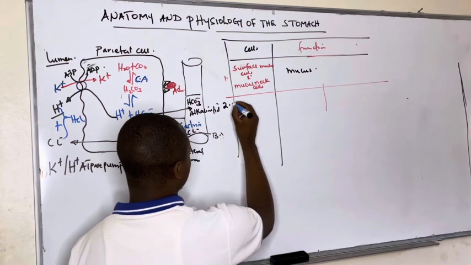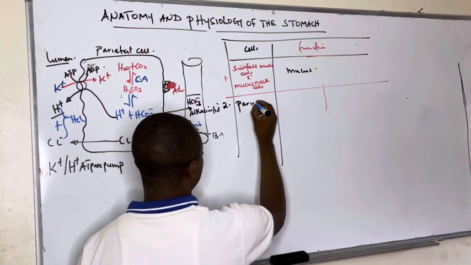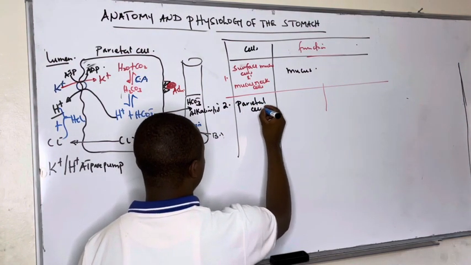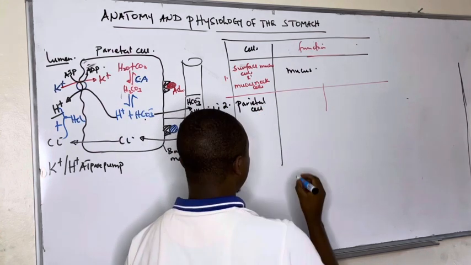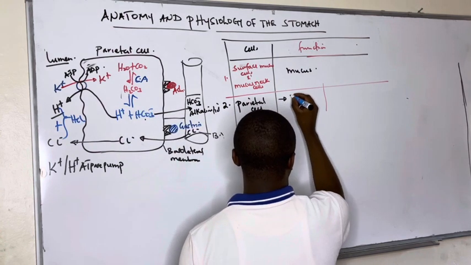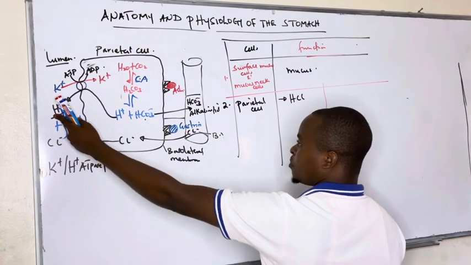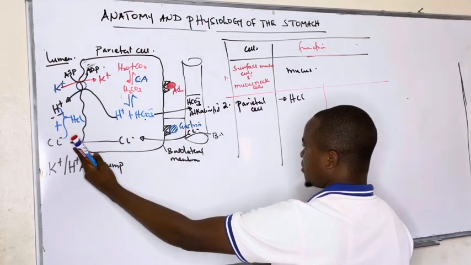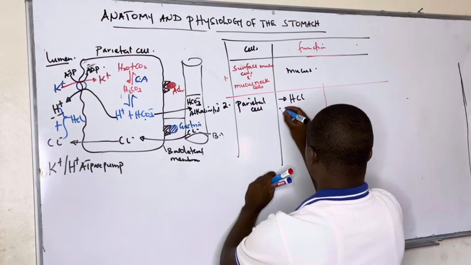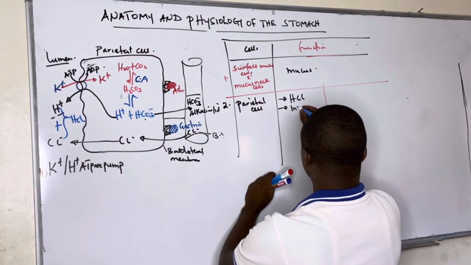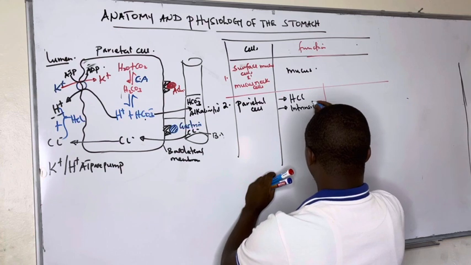Then cell number 2, we saw the parietal cell. And this parietal cell, we said it produces hydrochloric acid, but it produces it in the form of a proton and a chloride. And then another thing, it also produces intrinsic factor.